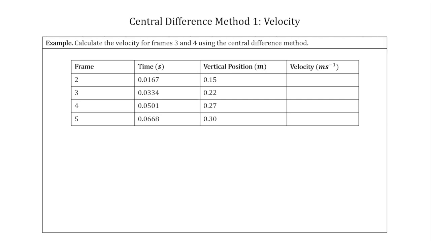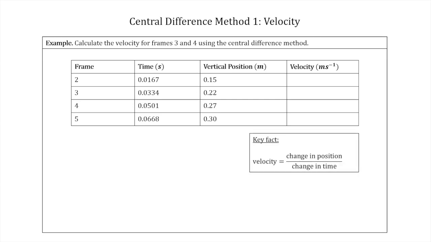So we want to use the central difference method to find the velocity. You can see our velocity column is blank. We want to find it for frames 3 and 4. How do we do that? Well, we use this key fact that velocity equals change in position over change in time. That's just generally true.